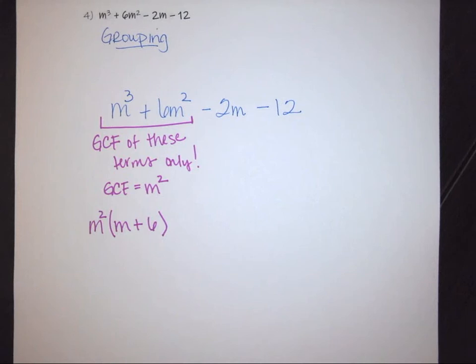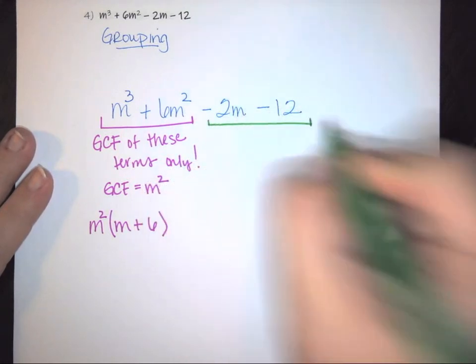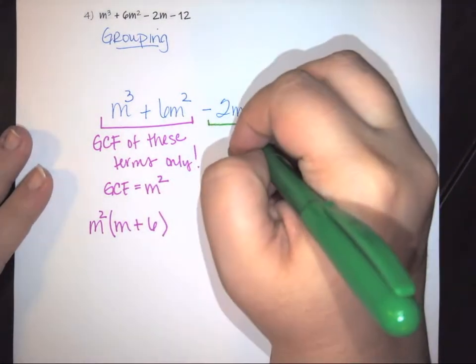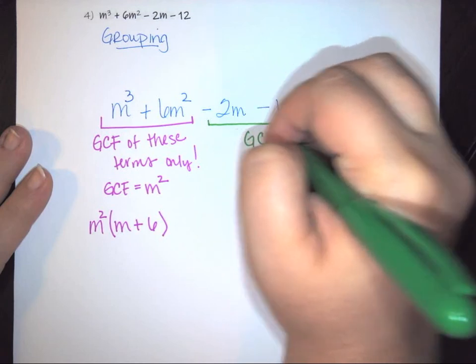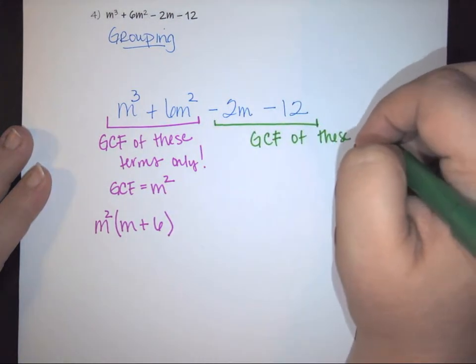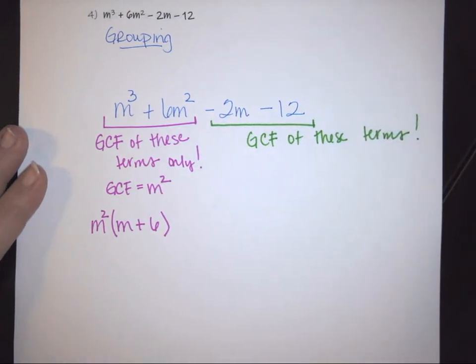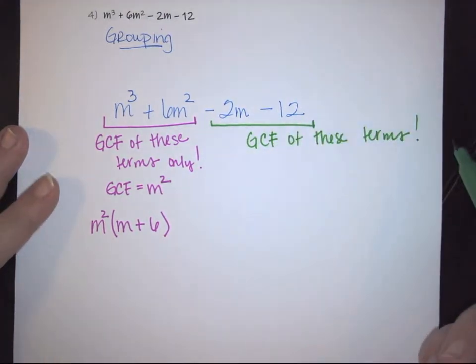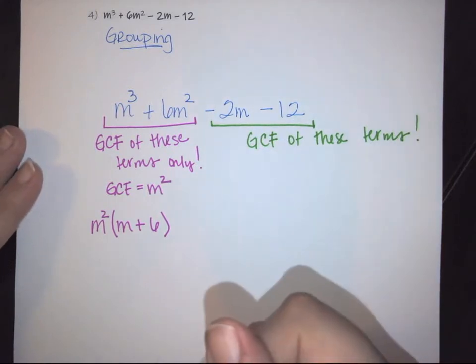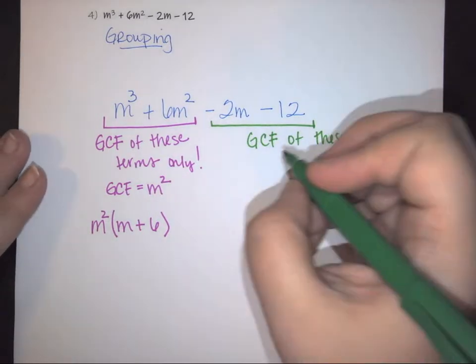Once you get that finished, now you need to look at the second. So once we did that, now we can look at the second. And again, I want to find a greatest common factor of these terms. And I'm hoping that when I pull that common factor out, I'm left with m plus 6 as my factor. So that is my goal.